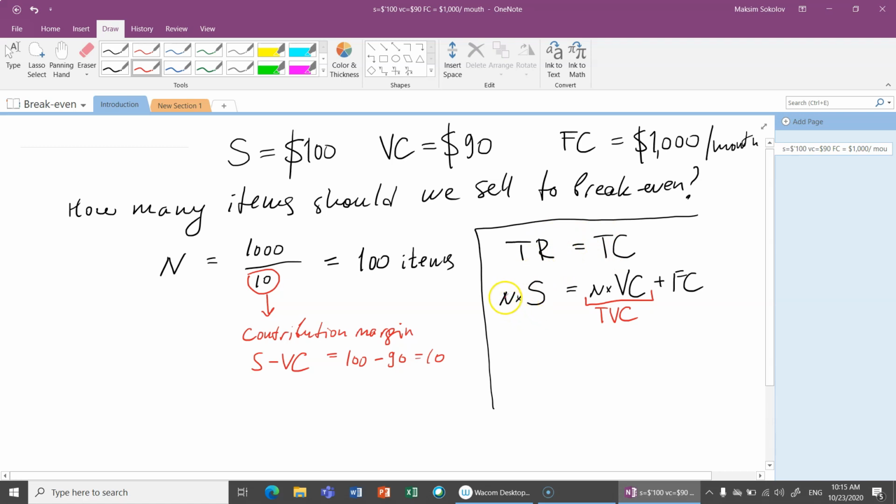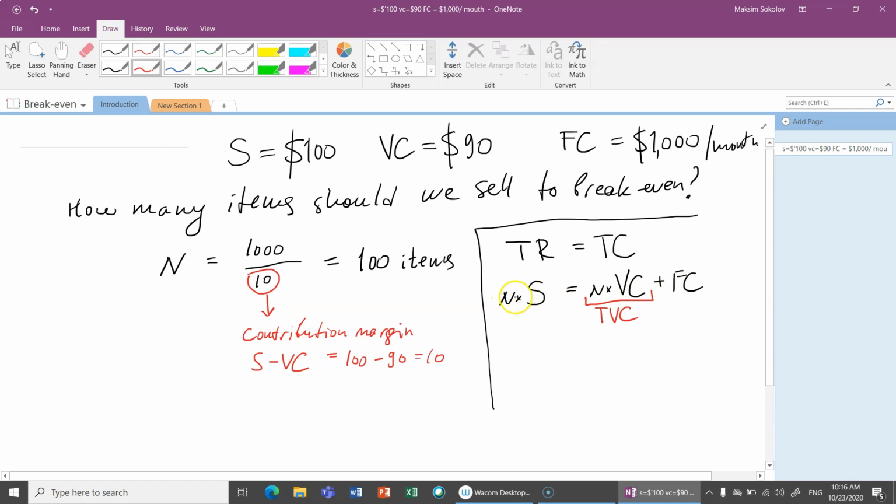Total revenue is the number of items you sell times price per each item. That's the total money you collect from your customers. And N times VC represents total variable costs, so that these are all variable costs for all items that you sell, plus fixed costs, the amount of money you have to pay regardless of the number of items you sell.